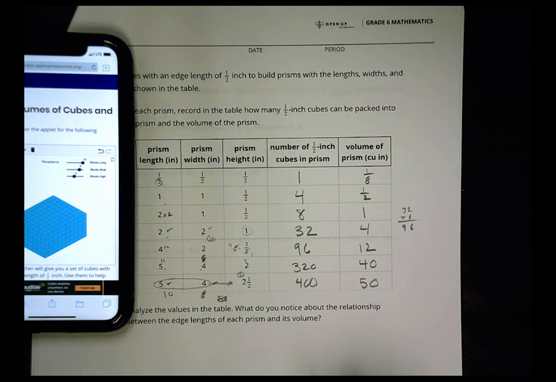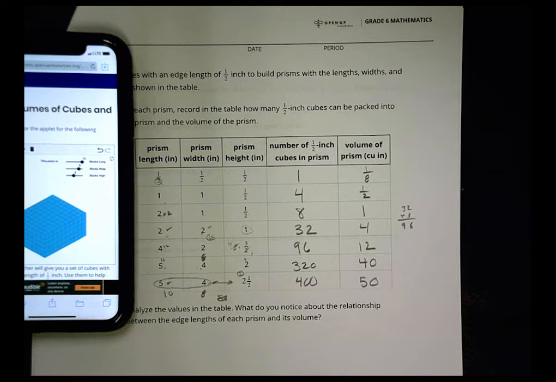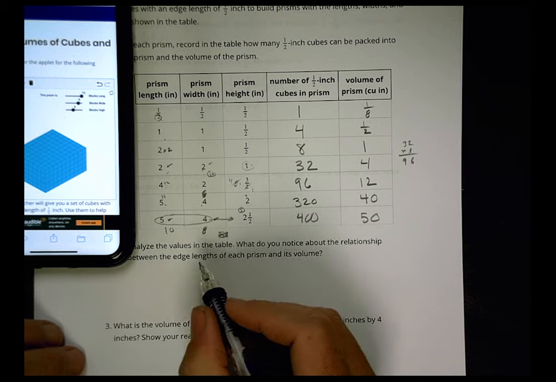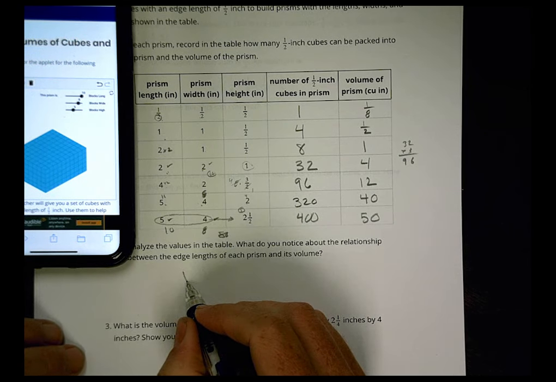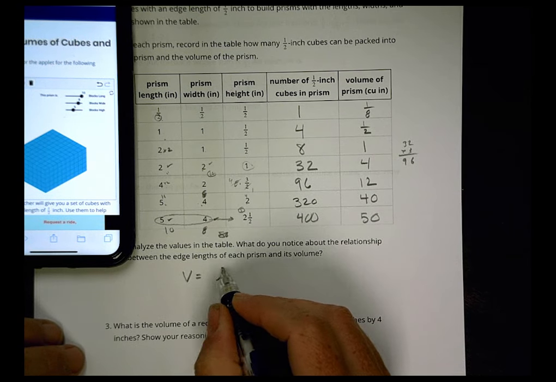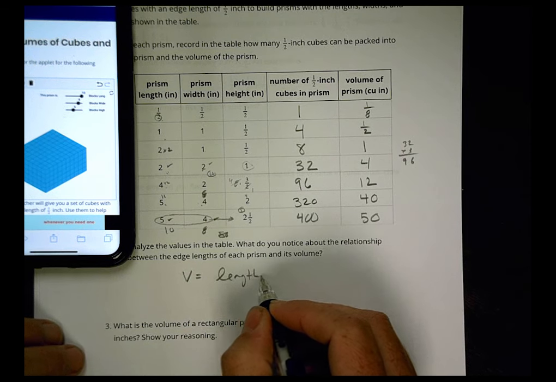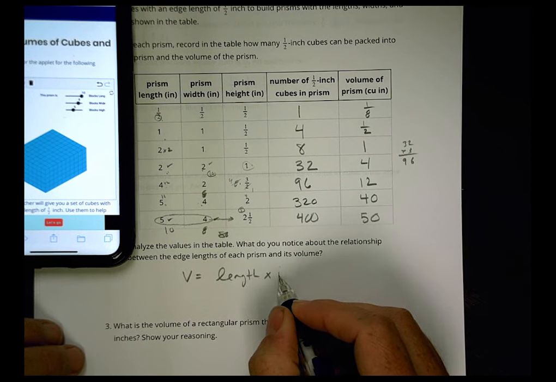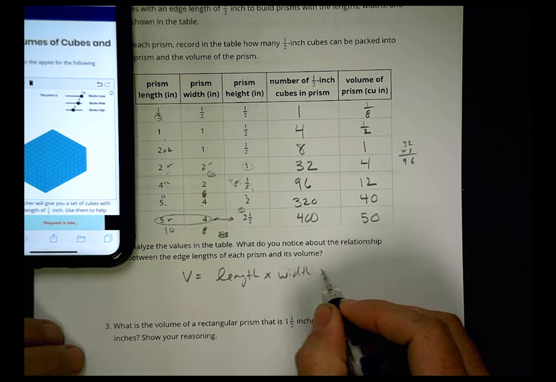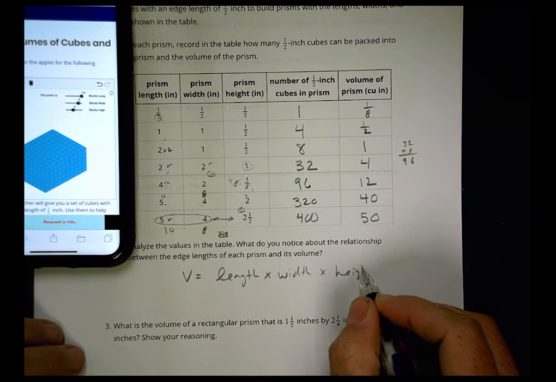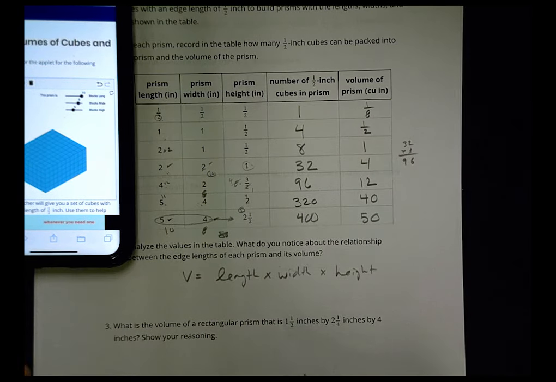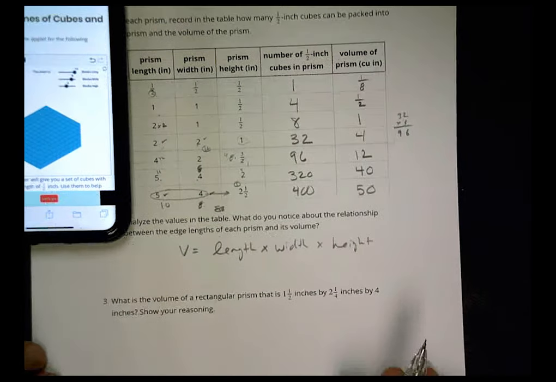Okay. So when we analyze the table, what do we notice about the relationship between the edge lengths of the prism and its volume? What we notice here is that the volume is going to be related to the length times the width times the height. Again and again. That's the way that's going to work out.